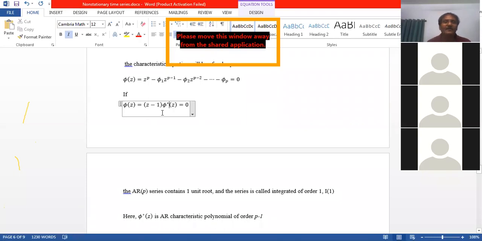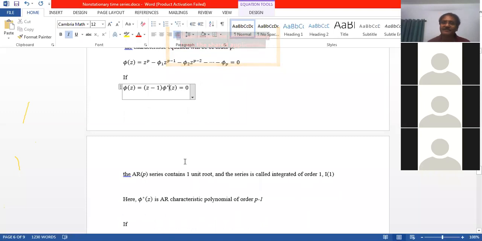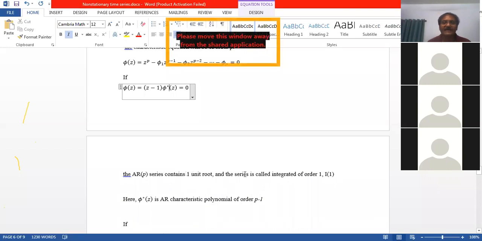So if you express phi of z like this, you can write either z minus 1 equal to 0 or this component equal to 0. So z minus 1 equal to 0 indicates one value of the root equal to 1. So here the ARP contains one unit root, and the series will be called integrated of order 1. When a series contains one unit root, we can say the series is integrated of order 1.